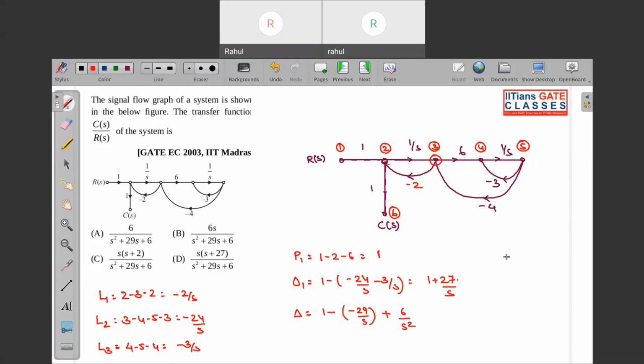So that will be what? 1 plus 27 by s. P1 is 1. Del 1 is 1 plus 27 by s divided by 1 plus 29 by s plus 6 by s square. So let us multiply in the numerator and denominator by s square. So this will be s plus 27 divided by s square plus 29s plus, sorry, plus 6. So which option do we see? Option D is your correct answer for this question. Okay.